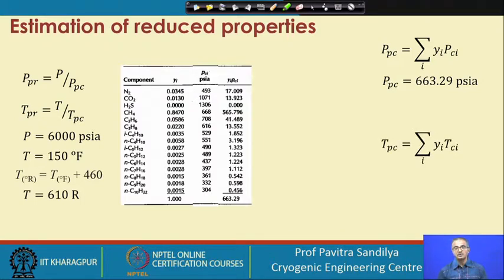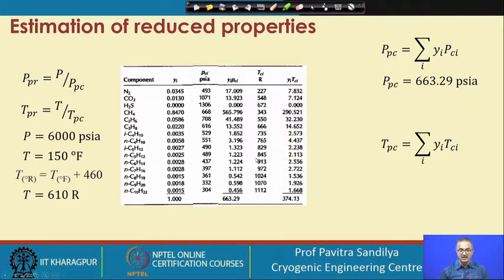Next, we come to the pseudo critical temperature of the natural gas. Again, we use this particular formula: the summation of the product of the mole fraction and the critical temperature of each of the components. Again, we go to this table, we write the critical temperature in terms of Rankine, and we get these critical temperatures for all the components, and then we take the product of the critical temperature with the mole fraction and sum it up. After this, we get the pseudo critical temperature of the natural gas.